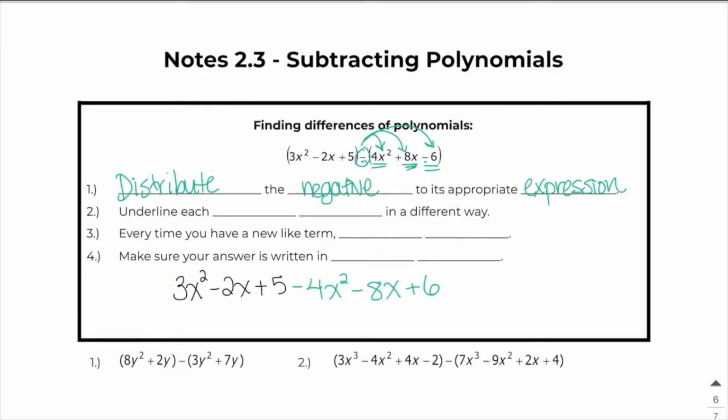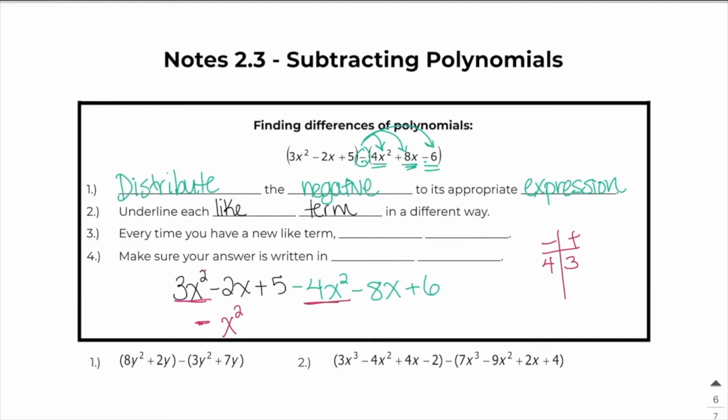Okay, once we do that, everything else is exactly the same as when we are adding polynomials. So we're going to underline each like term in a different way. Here we've got 3x squared and negative 4x squared. Those are like terms because they both have the same variable and the same exponent. If team positive won 3 points here and team negative won 4 points here, then team negative won the game by 1 point. So this is negative 1x squared. We can put the 1 here, but we don't have to. We can just say negative x squared.